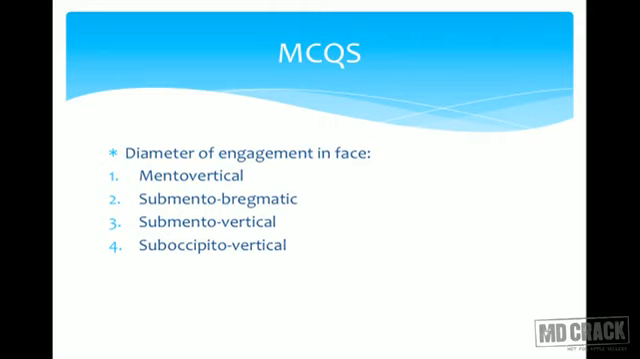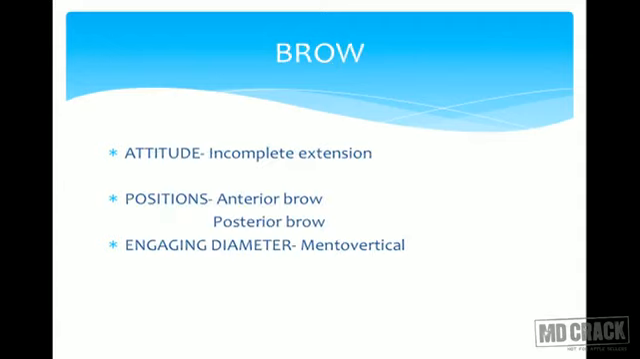Diameter of engagement in face, there are 2 because the options are mento-vertical. Mento-vertical cannot be, that is 14 cm in brow. Other 2 options are submento-bregmatic and submento-vertical. And the fourth is suboccipito-vertical, which is not actually in use. So second and third, that is submento-bregmatic and submento-vertical, are the right answer.